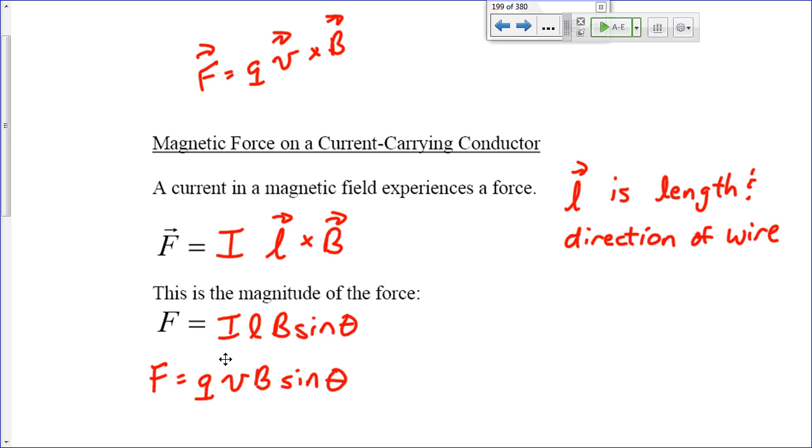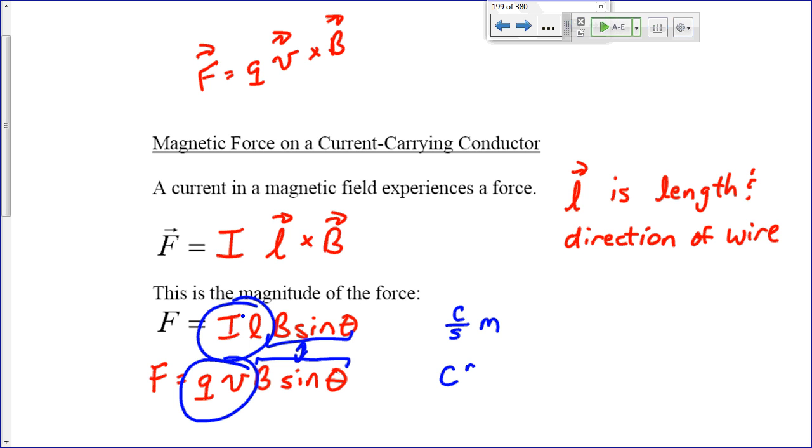Well, you notice that these two parts are identical. But we can compare these two and do a unit analysis, and you'll find that they're the same too. So I is in coulombs per second, and L, which is a length, is in meters. Q is in coulombs, and what's V? It's meters per second. So notice that these are also the same. These are the same scenarios. We're just constraining our charged particle to a wire now instead of having it out in free space.